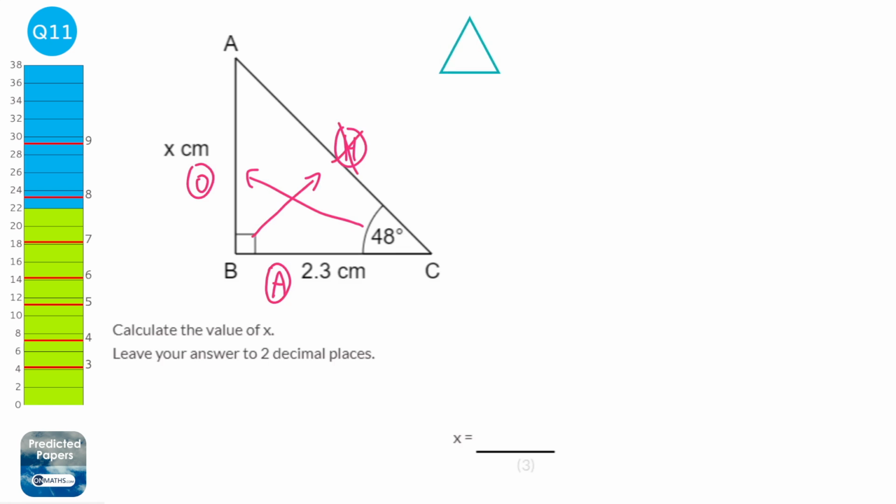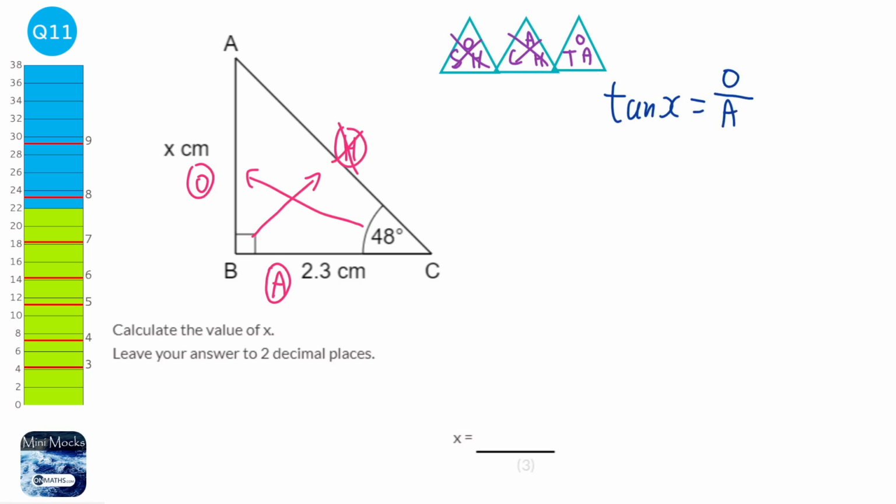And we're now going to just draw our SOHCAHTOA triangles, so it would be SOHCAHTOA. And we've crossed out the H, so it's not going to be SO or CA, it's going to be TOA, because TOA is the only one without an H. So it's going to be tan the angle equals the opposite over adjacent. So the angle is 48, so tan 48 equals the opposite, which is x, over 2.3.